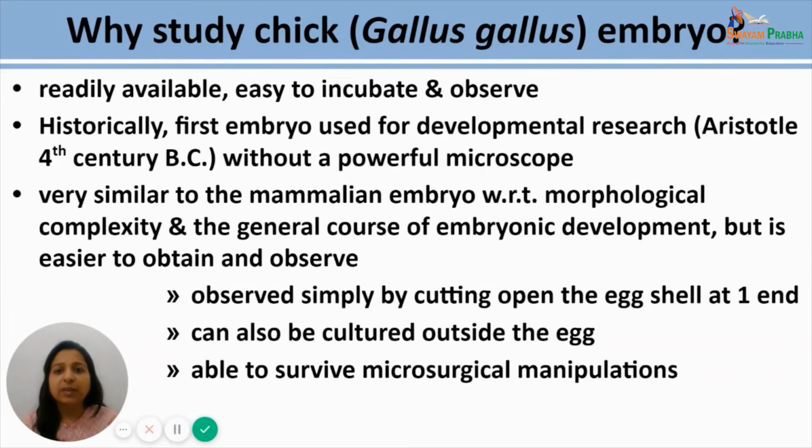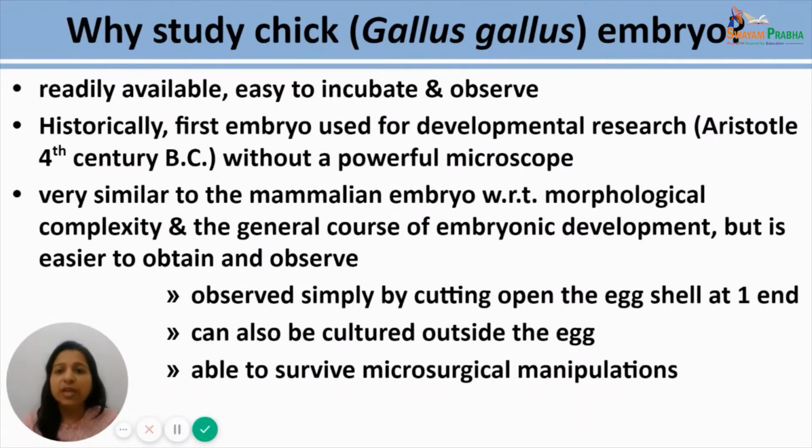Historically, the chicken embryos are the first ones which were used for developmental research. Aristotle in the 4th century BC was the first one who did the complete 3-week long embryological study on the chick embryo, and that was possible at that time even without any powerful microscope.